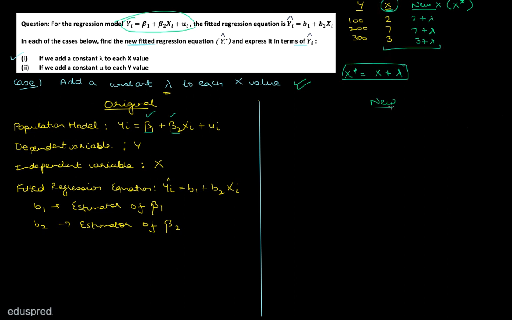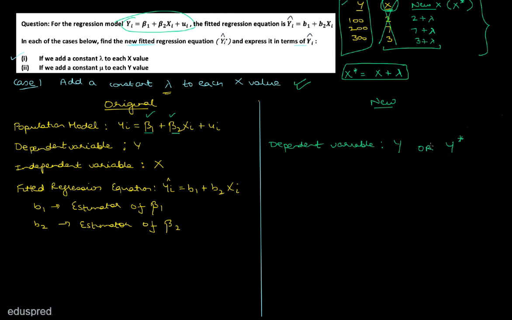This is the first thing that you need to keep in mind. Now let's write some information about the new regression model. Note that in case number 1, we are not changing the y variable, so this column is still valid. The only thing we are doing is adding lambda to each x value. So the only valid columns are the y column and the x star column. Your dependent variable is y because we are not changing it. To differentiate the notation between the new and the original, you can also write it as y star, but that will not change the meaning.